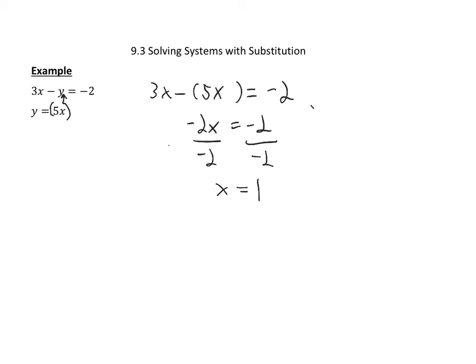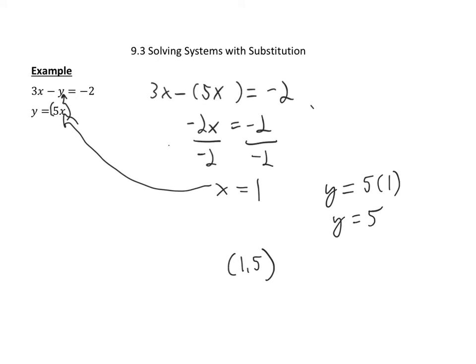Now what's nice about the way this is set up is it then says y equals 5x. So y equals 5 times x. Y equals 5 times 1. So y equals 5, and now we have the solution to our system. It is (1, 5).